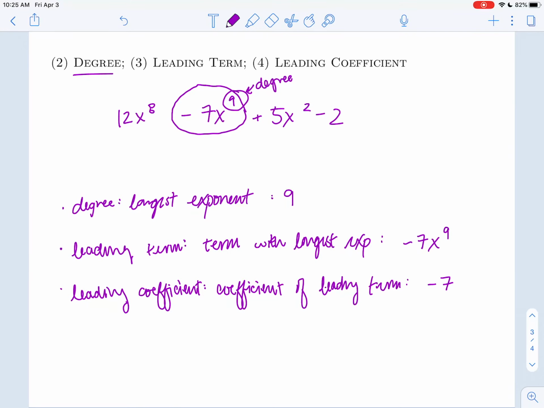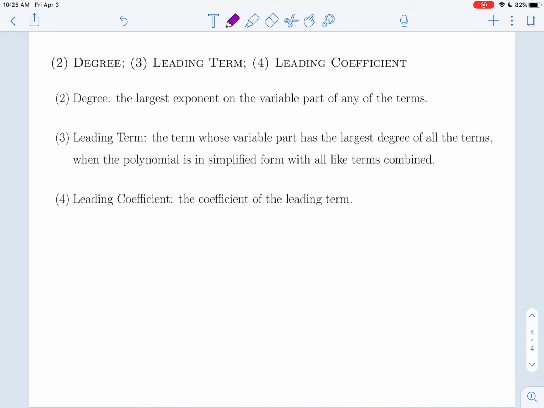Okay, let's go ahead and see those definitions written out maybe a little more clearly. So again, we have that degree, the largest exponent on the variable part of any of the terms. That leading term is the term whose variable part has the largest degree. And the leading coefficient is going to be the coefficient of the leading term. Let's run through just one more quick example to highlight something that could get just a little bit tricky with this. So for this last example, let's look at 1 minus x squared plus 7x to the third minus 2x to the third.